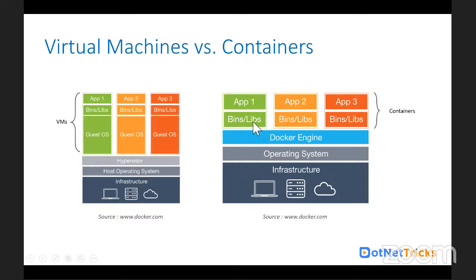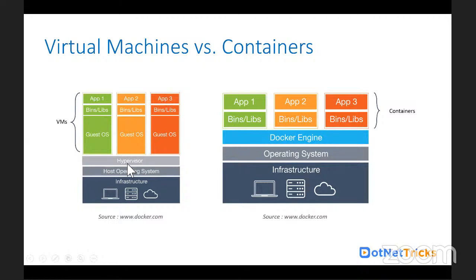You can see we have the container for application 1, application 2, and application 3. These containers are running on the same host operating system and are using the same operating system kernel. So you can see how things are differentiated here.